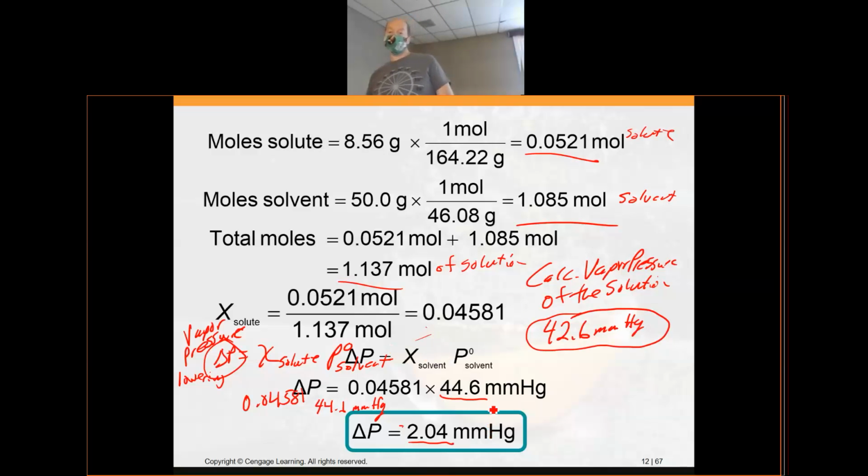So you have to understand what it means to say a vapor pressure lowering. That is how much the vapor pressure went down from the pure vapor pressure. Anytime you make a solution, the vapor pressure will go down. The pure solvent always has a higher vapor pressure than the solvent with a solute. Once you add the solute, the vapor pressure comes down, and that is called vapor pressure lowering.